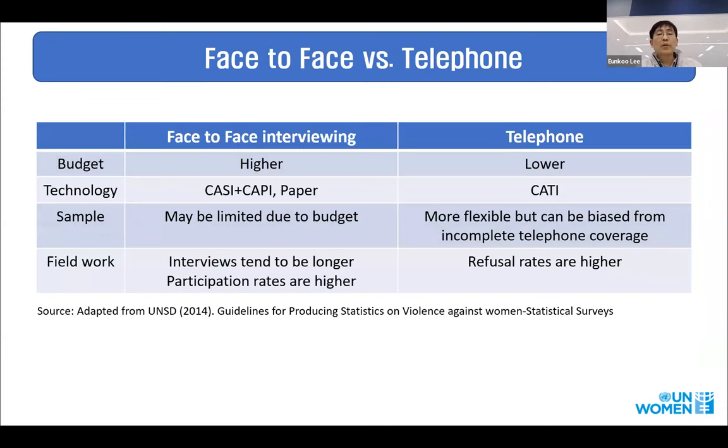In terms of the mode of data collection, face-to-face interviewing is the most common method of conducting surveys on violence against women, but it is costly since it requires the interviewers to travel to households to collect the data. They can employ various technologies such as CAPI and CASI to ask respondents to complete the sensitive questions in a very private and safe manner. Sampling usually involves multi-stage cluster sampling to ensure a representative sample, but the size of the sample can be limited due to budget. Once the interviewers and respondents build rapport, respondents tend to tolerate longer interviews, which leads to higher participation rates.